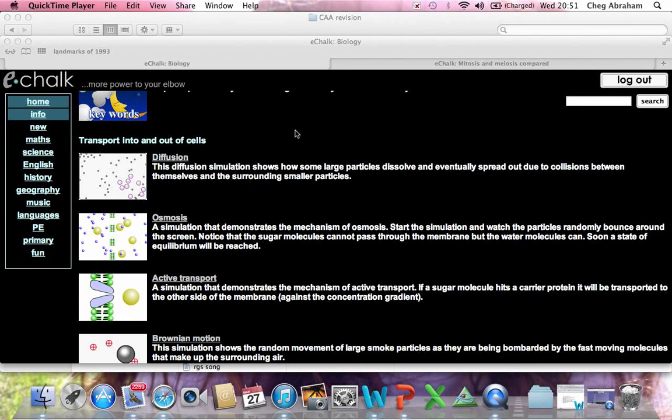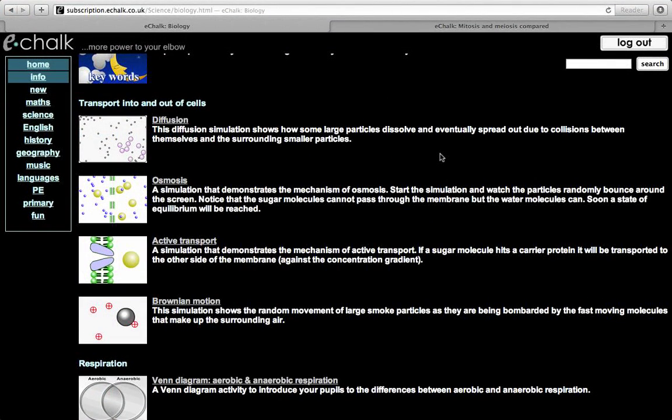Okay, we're going to talk about diffusion and osmosis. What I've done here is I've come to the eChalk website, which, as I keep saying, is great. Remember, username Rygate, password master. I want to just go through diffusion and osmosis, and actually we can move on to active transport as well here.